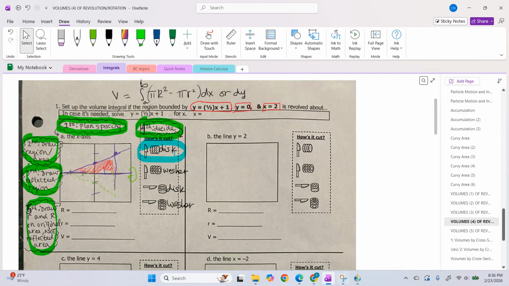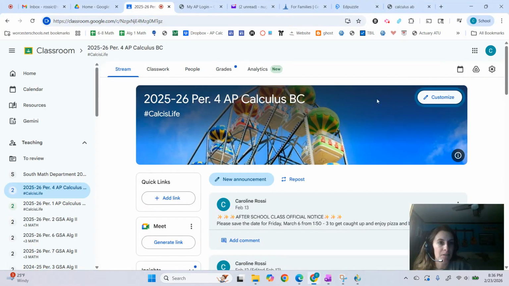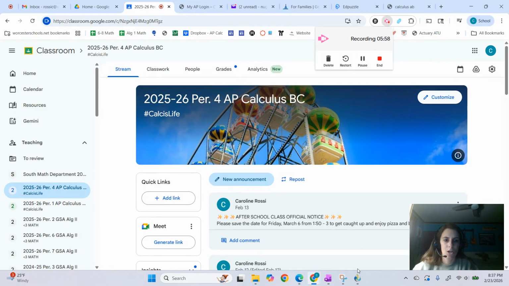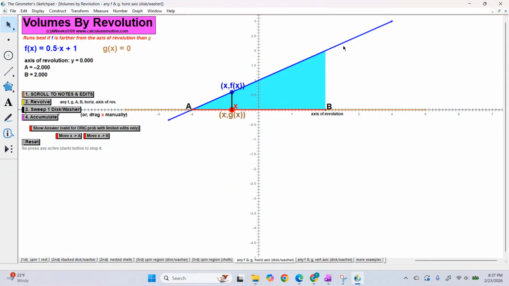So before I do anything else, I want to get this going on Calculus in Motion so you can see it. So I'm going to pause it quick. All right, I got it. So here's what it's going to look like. Here is my 1/2 x plus 1. Here's my horizontal line, and I'm going to go ahead and hit revolve.